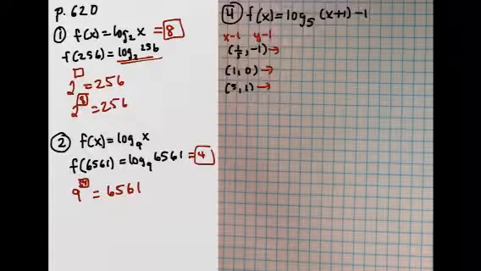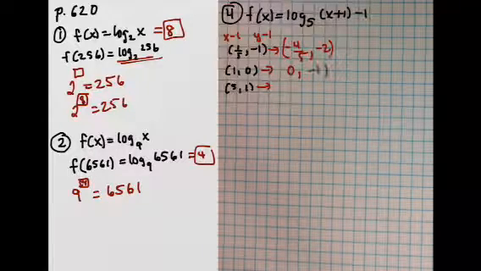So for number 4, log base 5 of x plus 1, minus 1: h is negative 1 right here, k is negative 1, and a is 1. So then these are the transformations of the points. 1/5 minus 1 is negative 4/5, and negative 1 minus 1 is negative 2. 1 minus 1 is 0. 0 minus 1 is negative 1. 5 minus 1 is 4, and 1 minus 1 is 0.